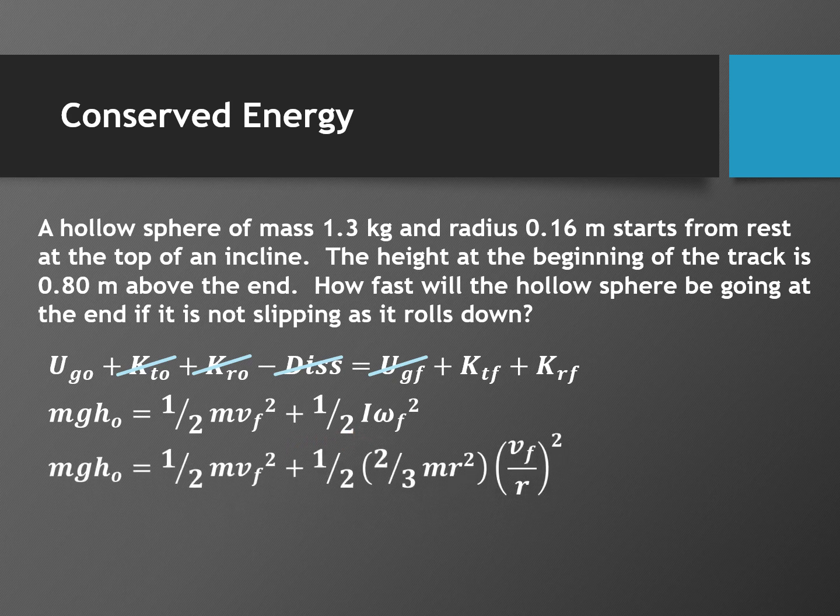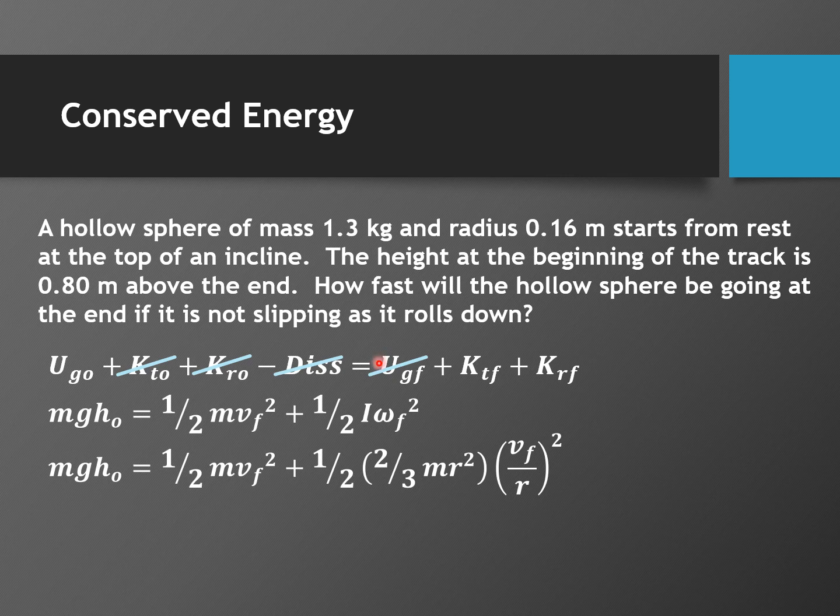Okay, so all of our information is in mass and radius, so we're going to take that moment of inertia, that's 2/3 mr squared. And since we're looking for the final velocity, how fast it's moving, we're going to take that final angular velocity, that's going to be equal to the final velocity divided by the radius on the outside of the hollow sphere.